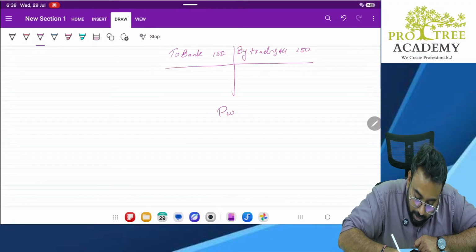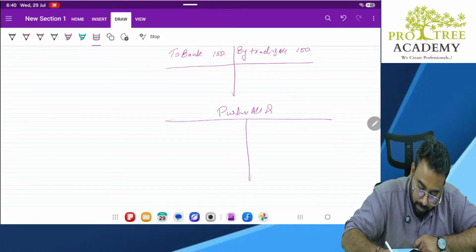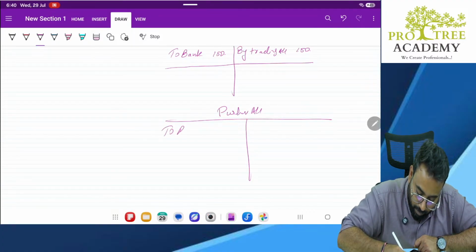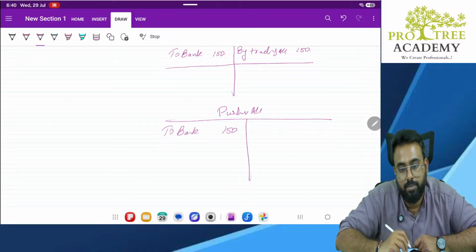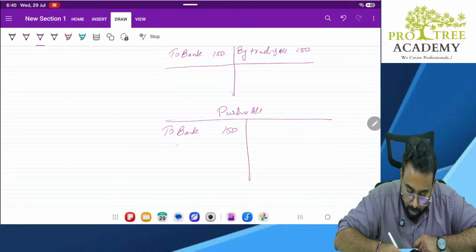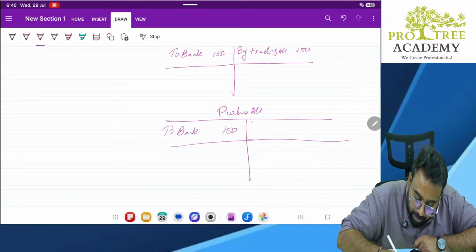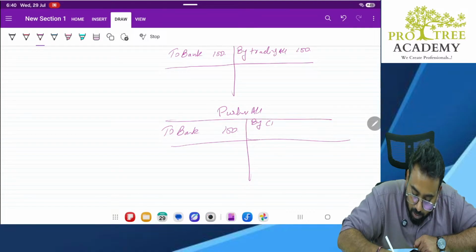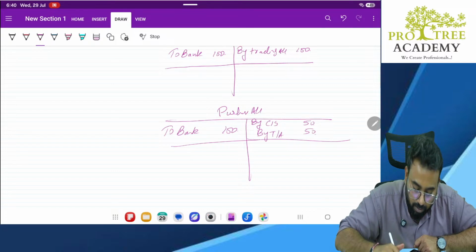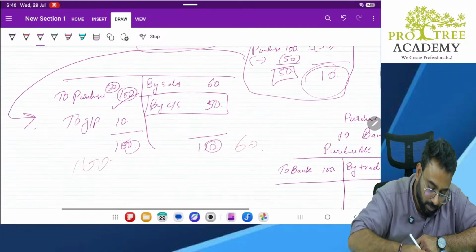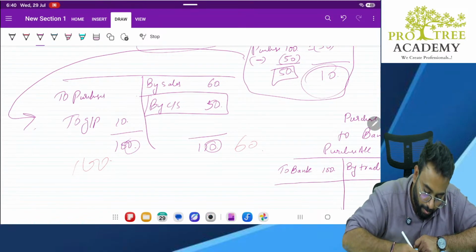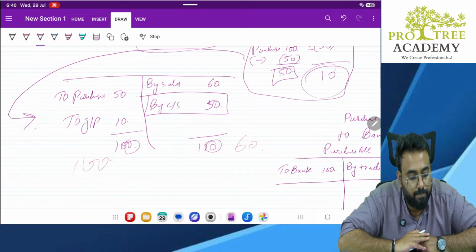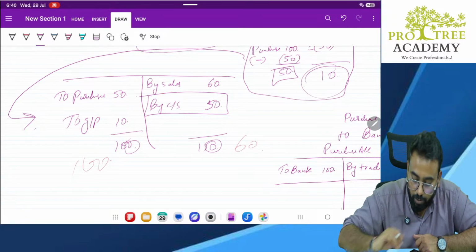Sir, what I want to follow is purchase account to bank 100. Okay, done. Good. What I will do is, sir, I will transfer this to closing stock account. By closing stock 50, by trading account 50. Okay, good. So in your trading account, how much purchases will come? 50. Okay, done.